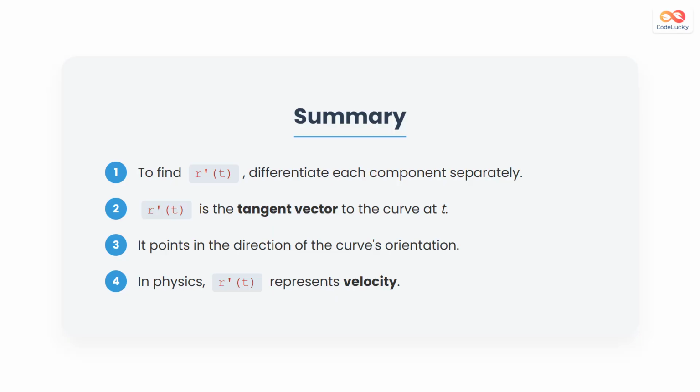To wrap up, remember these key points. 1. You differentiate vector functions component-wise. 2. The resulting vector r' is tangent to the space curve. And 3. In physics, this derivative corresponds to velocity.